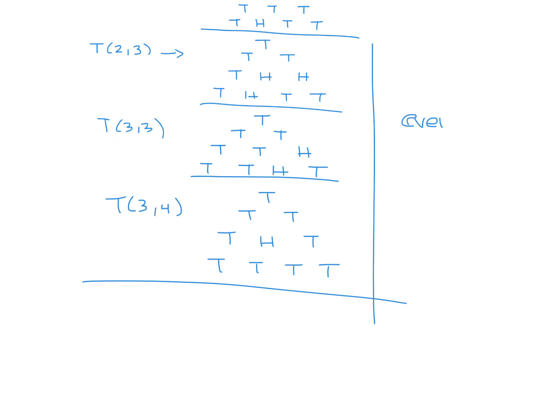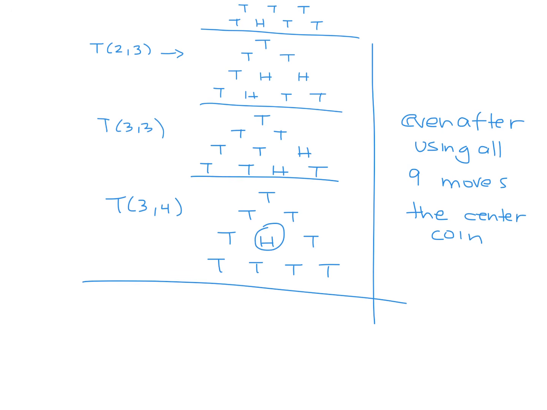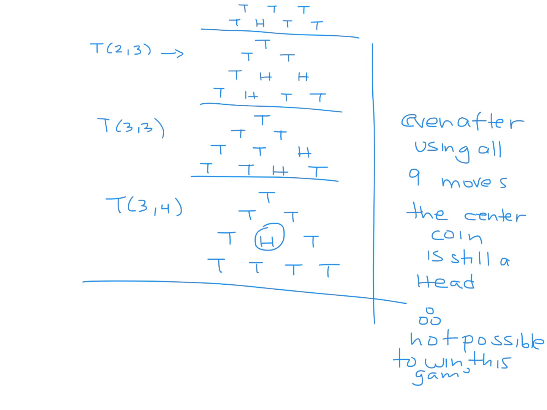So even after using all 9 moves, let me write that out. So even after using all 9 moves, the center coin, this guy, is still head, H for head, and therefore it's not possible to win this game with 4 rows.